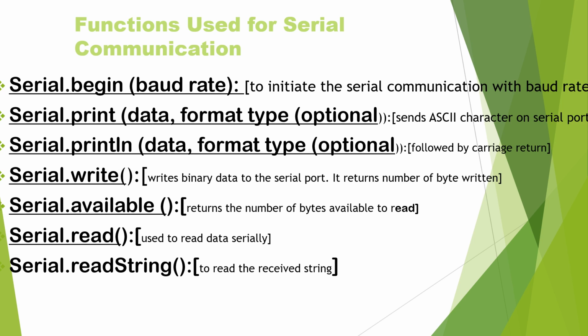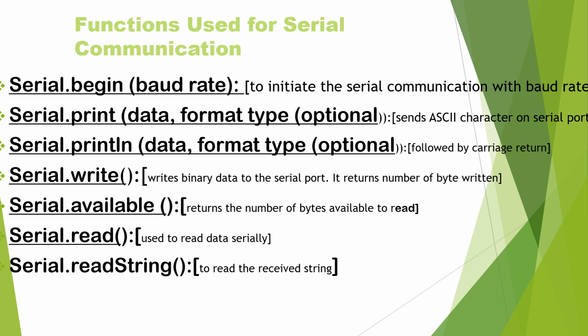Carriage return is the concept where you will get the new line. That is called the carriage return. Next function, Serial.write. Don't be confused. Serial.print is a different thing, and Serial.write is a different thing. Serial.print prints the ASCII character, whereas Serial.write sends the binary data to the serial port, and it also returns the number of bytes written. So this is the difference.